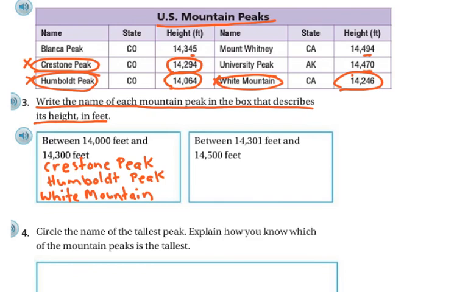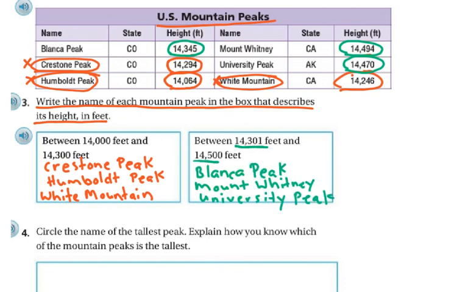So now they want us to do between 14,301 feet and 14,500 feet. So this is going to be higher than this. So these ones right here, the ones in red, are not going to be in. So 14,345 is in between. 14,494 is in between, and 14,470 is in between. And I know that because I can just look at the place value as I'm doing it. All right, let's put those in. So the answer is going to be Blanca Peak, Mount Whitney Peak, and University Peak.